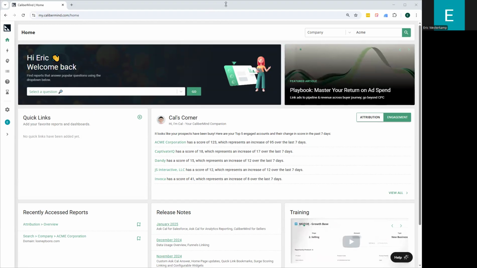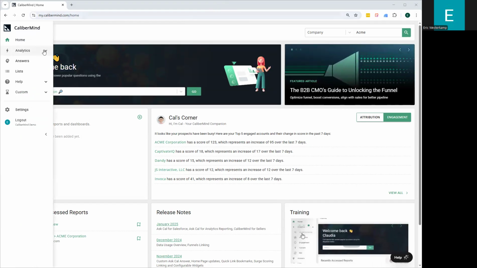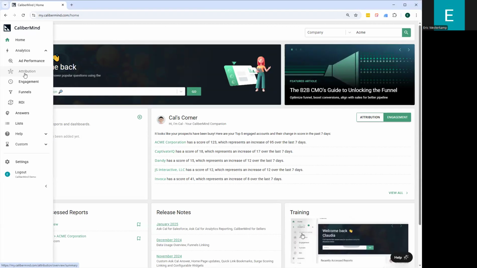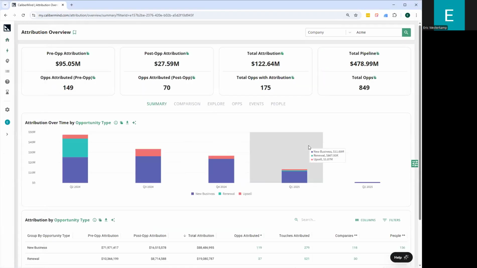We had a question about how could I find the attribution for a specific webinar? It's very easy to do in CaliberMind. First, I'm going to run over and look at my attribution reports. Here, I'm seeing attribution across all of my channels, campaign types, and campaigns.